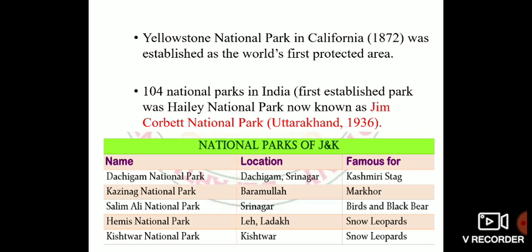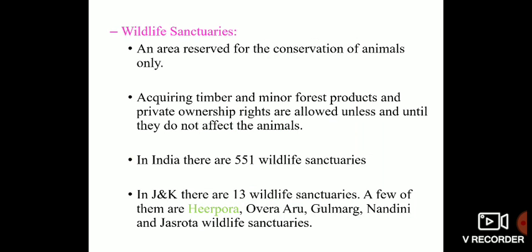In our J&K, we have some 5 national parks, and these are Dachigam National Park, which is located in Dachigam, Srinagar. Then we have Kazi Nag, Baramulla, Salim Ali National Park, which is located in Srinagar, and Hemis National Park in Leh, Ladakh. And then we have Kishtwar National Park, which is located in Kishtwar.